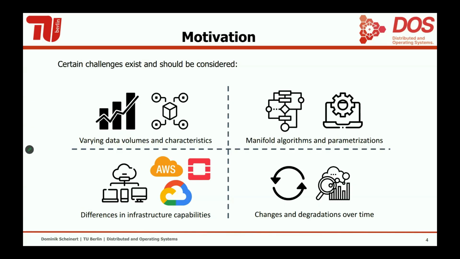And then, of course, we also have changes and degradations over time. So while you are executing a long-running job, it might be that you have changes in the data distributions. It could also be that you have co-located workloads, and this, of course, can also influence the execution of your particular workload.